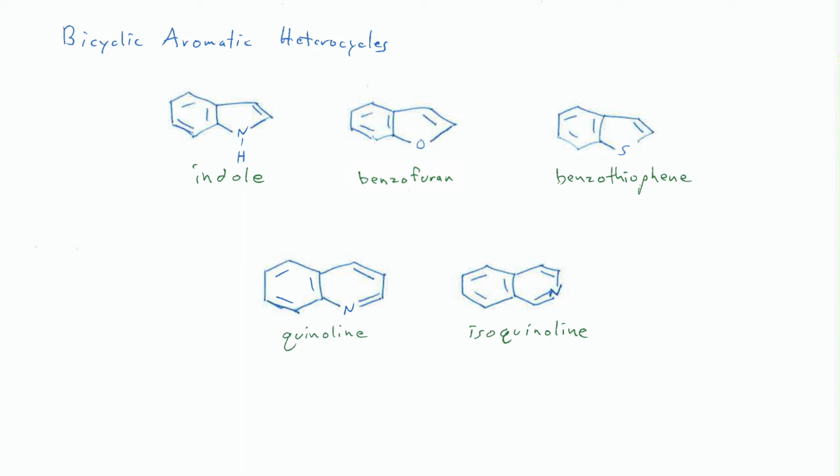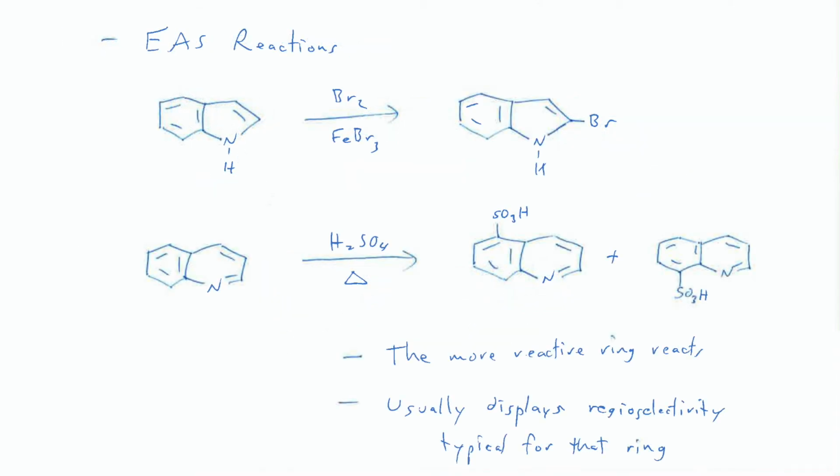Now, because these bicyclic molecules are aromatic, again, they're going to do simple aromatic chemistry like EAS reactions. So let me show you a couple of examples, because there are some really big regioselectivity issues that we have to talk about. If we were to take something like indole and attempt a halogenation on it, there are 6 possible hydrogens attached to carbon that could be replaced. That could lead to 6 possible regioisomers as products.